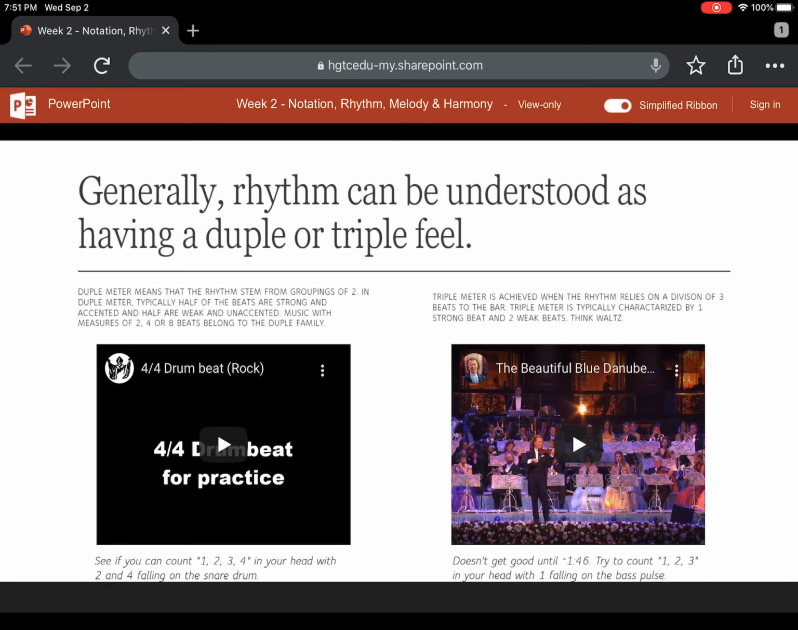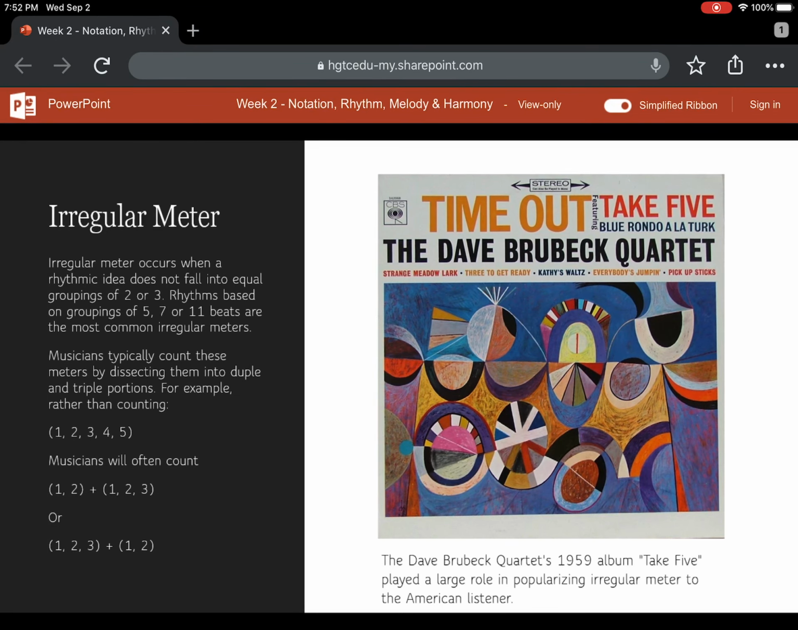All waltzes are in triple meter, and so when I hear triple meter, I typically think waltz. But I would invite you to listen to these in your own time and get the feel in your body. Rhythm is most useful when it's felt or internalized, and I think those will give you some good examples of that.